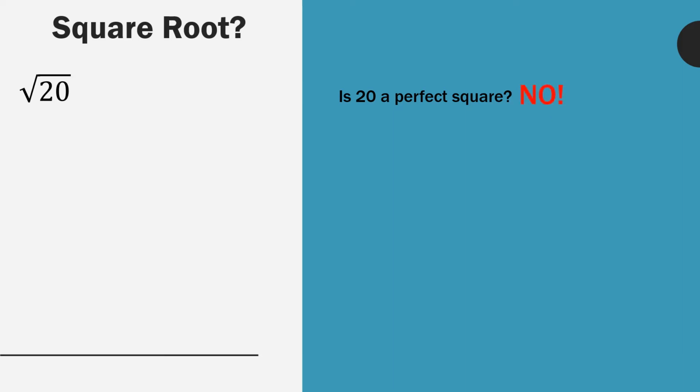No. Since 20 is not a perfect square, it is hard to answer that, because we need a perfect square inside. So this time, we will find a factor with a perfect square. Meaning, we look for a factor of 20 that is a perfect square. When you say factor, these are numbers that when you multiply them, the result will be 20.